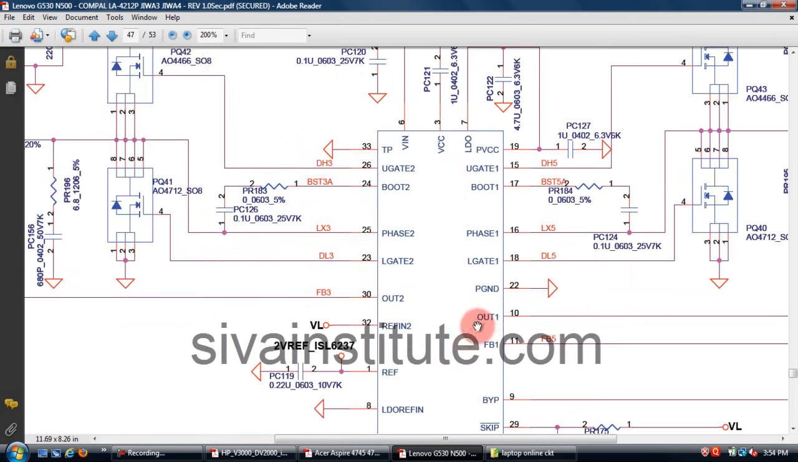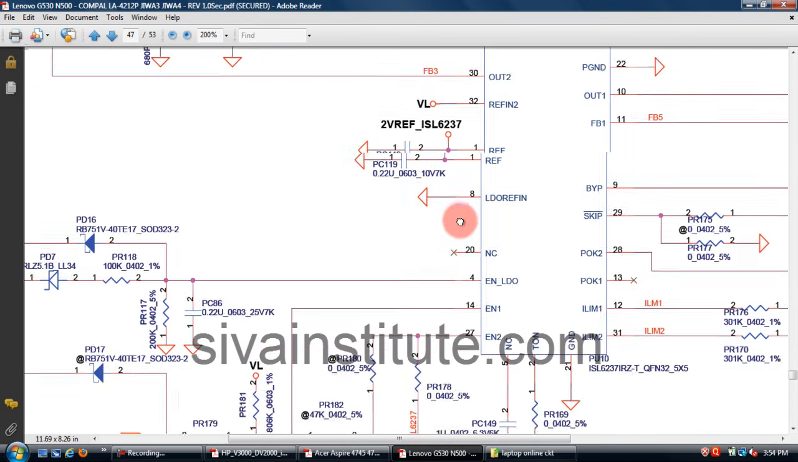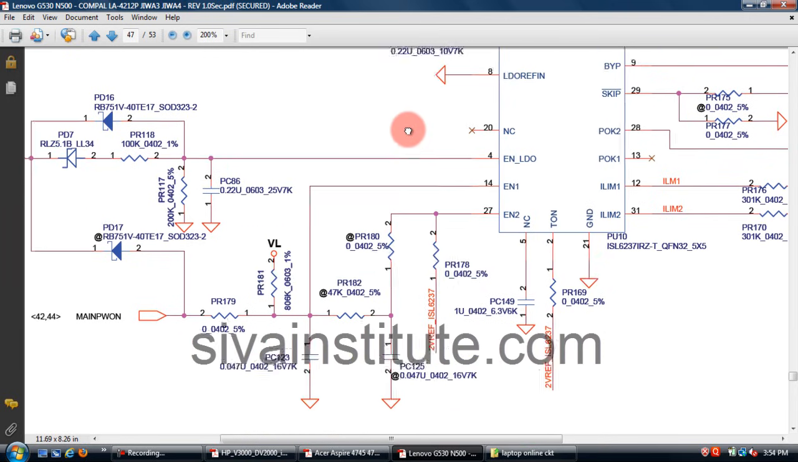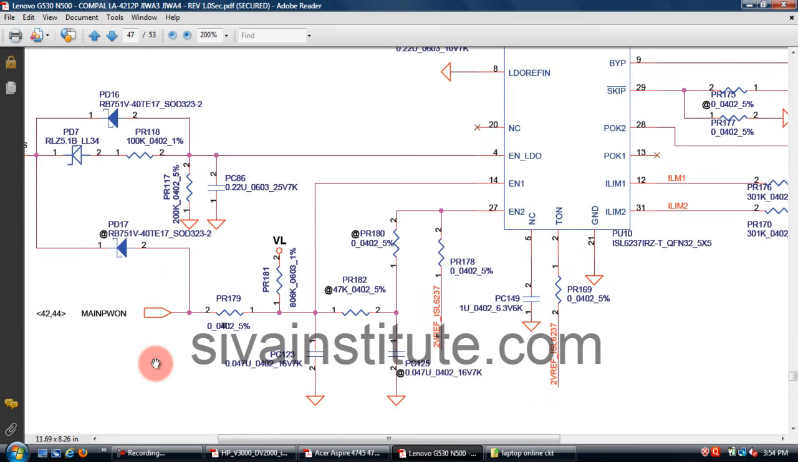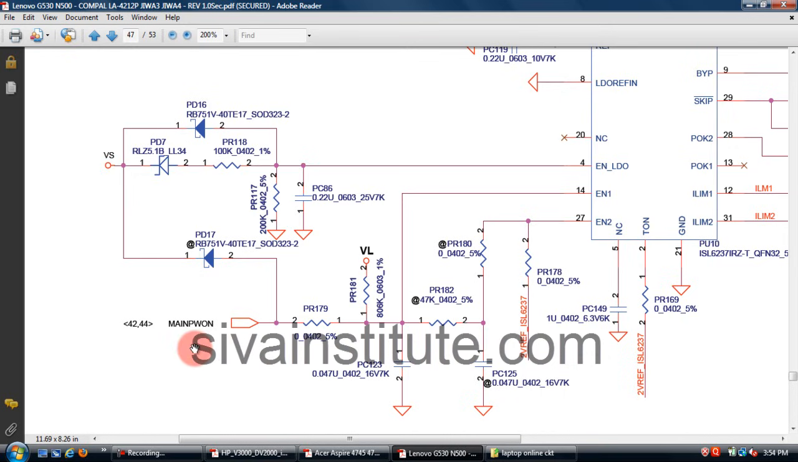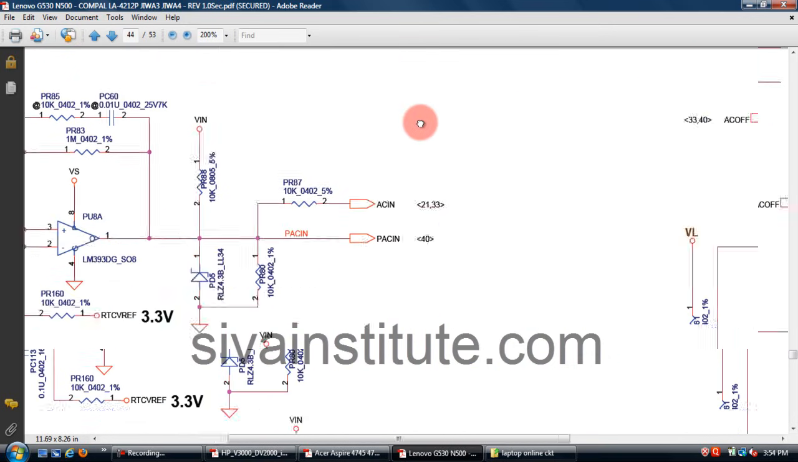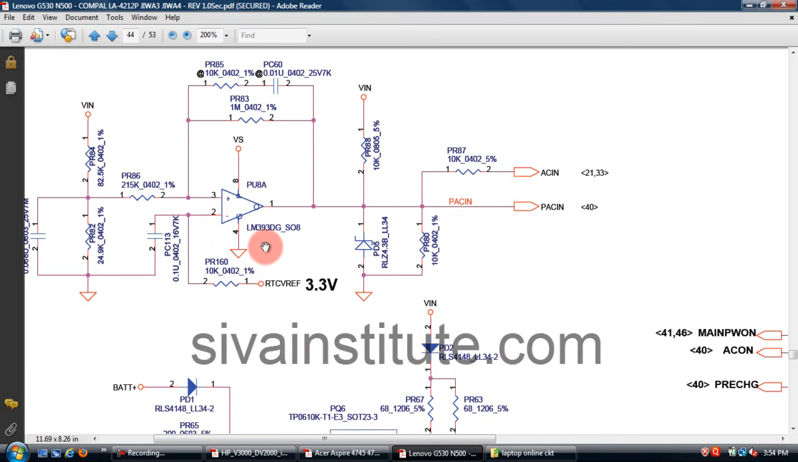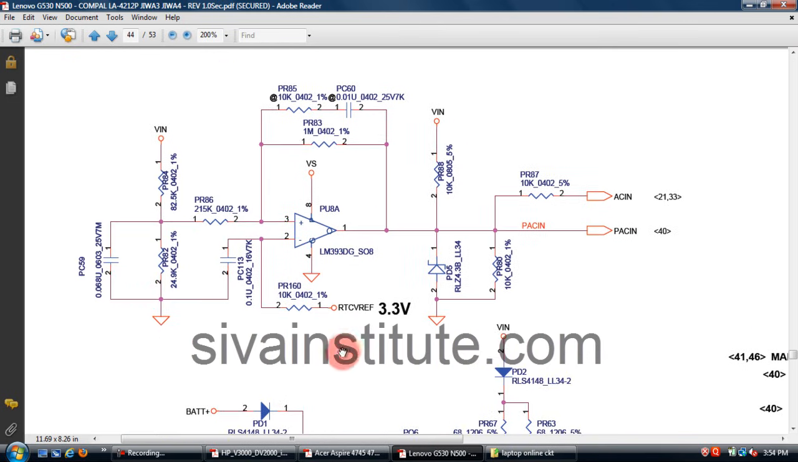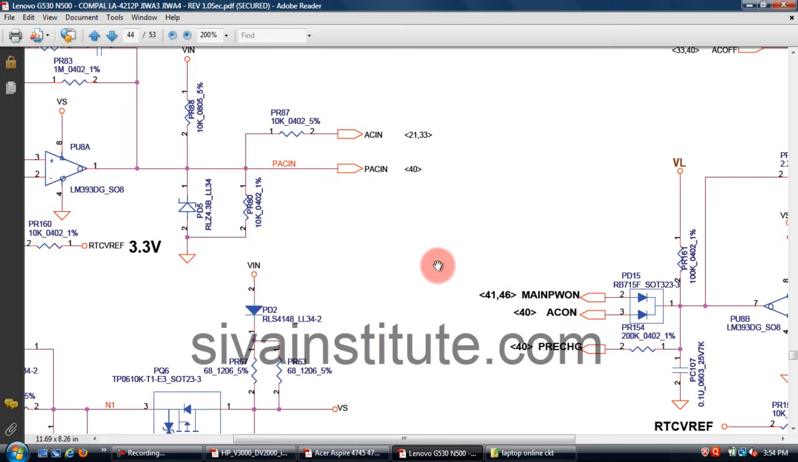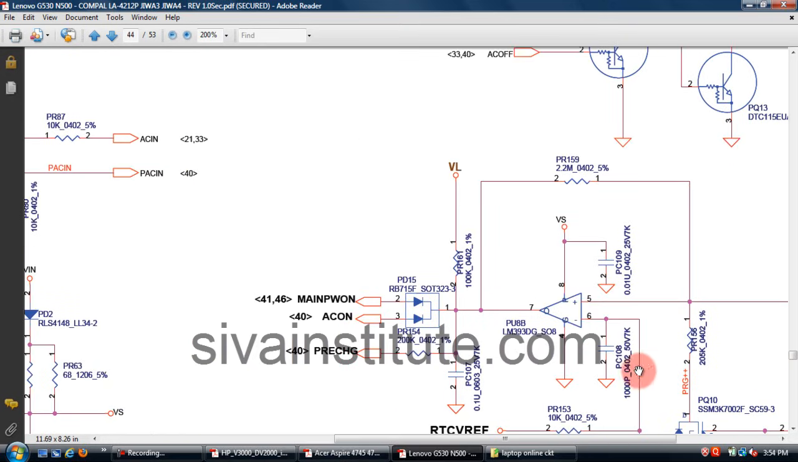If there is no voltage at this point, EN1 and EN2, you should check main power on. You should check page number 44. You should check PU8 LM393. So many sets have this IC, an 8 pin IC. You should check this 8 pin IC, LM393.